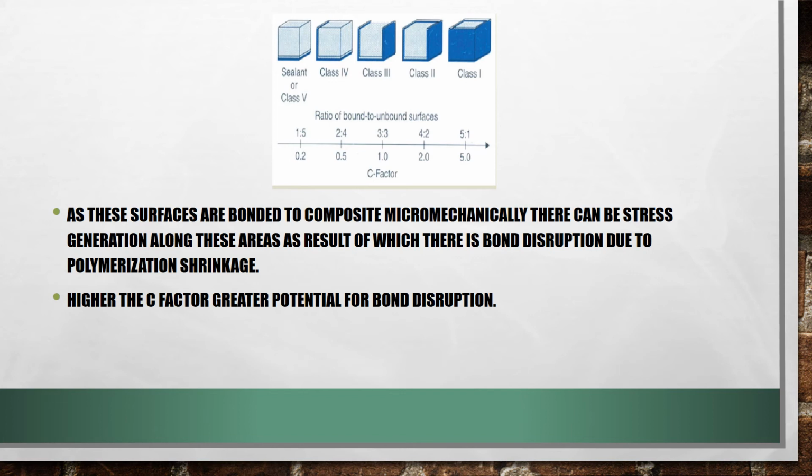surface. So these surfaces are bonded to the composite micromechanically. And because of that, there can be stress generation along these areas. And as there is stress generation, that can lead to bond disruption because of polymerization shrinkage. Now we know the composite has this major disadvantage of polymerization shrinkage. We are polymerizing the composite so that it can set with the help of the light cure. So this is the major disadvantage, that when you're polymerizing the composite, it will shrink. So if there is shrinkage at the time of setting of your composite, that can lead to bond disruption.